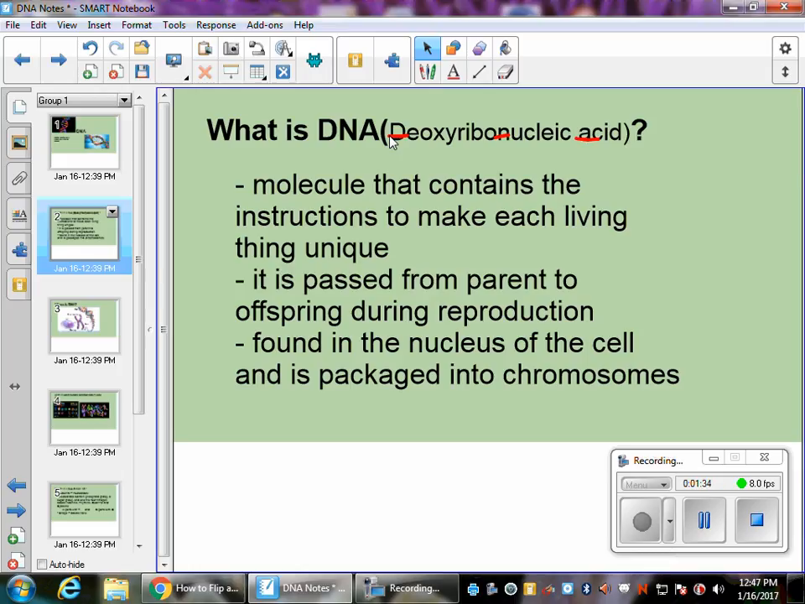Okay? This is what gets passed from parent to offspring during reproduction. So this is how you end up looking like a mix of your parents. It is from this information called DNA. It is found in the nucleus of the cell, and it is packaged into chromosomes. So when we talk about DNA, we might also say chromosomes, or say that, hey, we have this many chromosomes. That's telling us how much DNA an organism has or how it's organized.